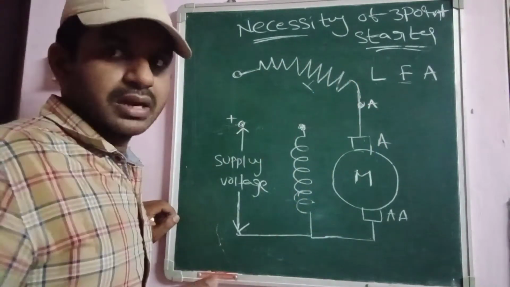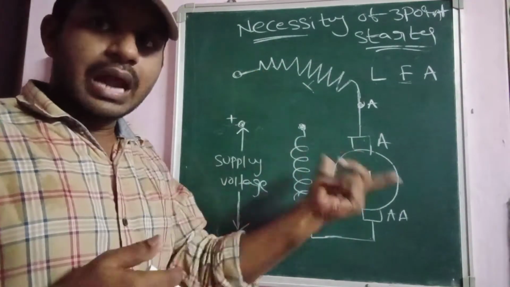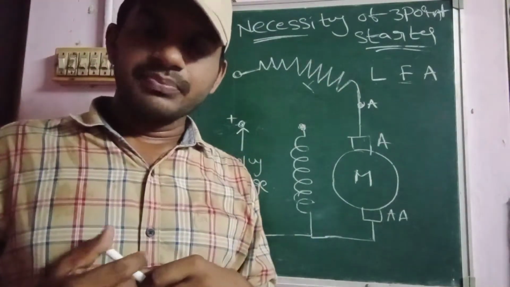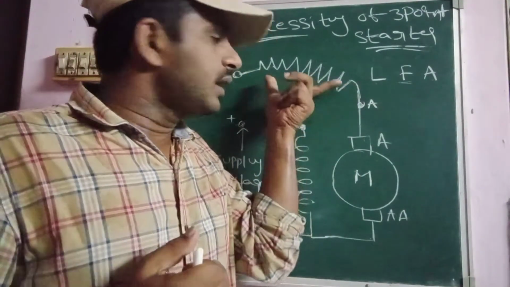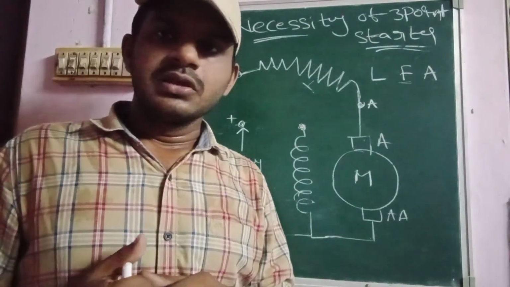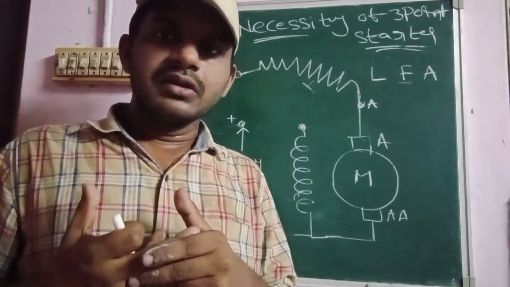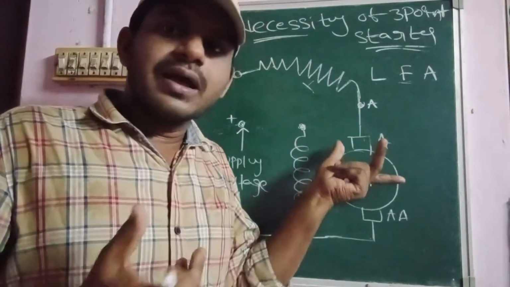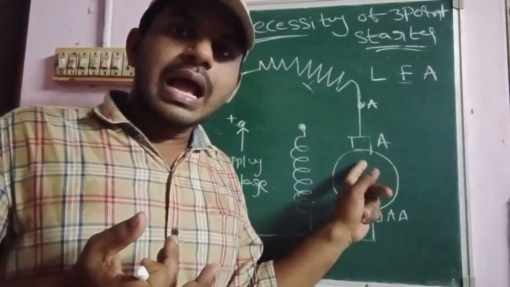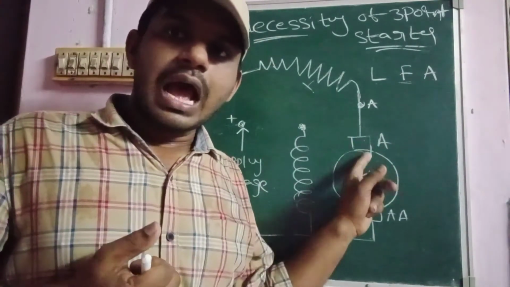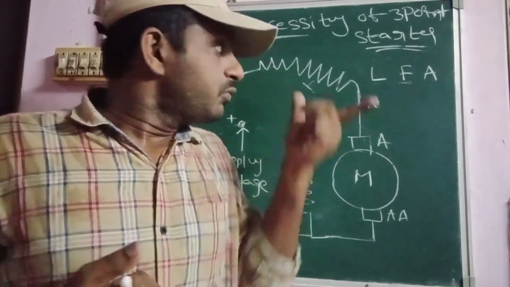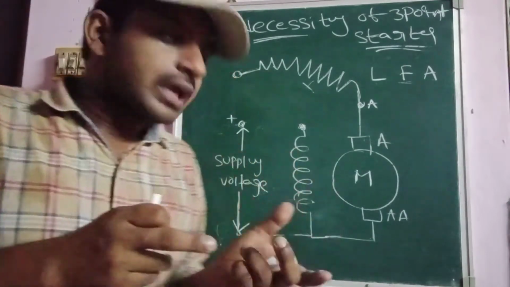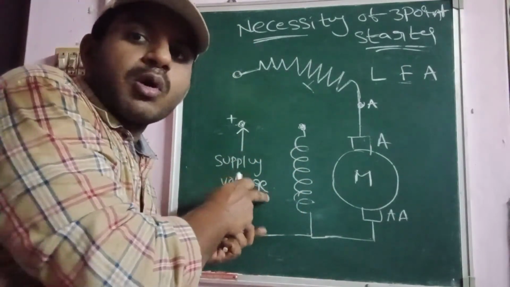We represent the starter in series with the DC motor, connecting like this. First of all, we have to learn the necessity of the 3-point starter. With its help we can limit the starting current through the armature winding of the motor. Without a starter, suddenly excessive current will flow whenever the input supply is given to the DC shunt motor.